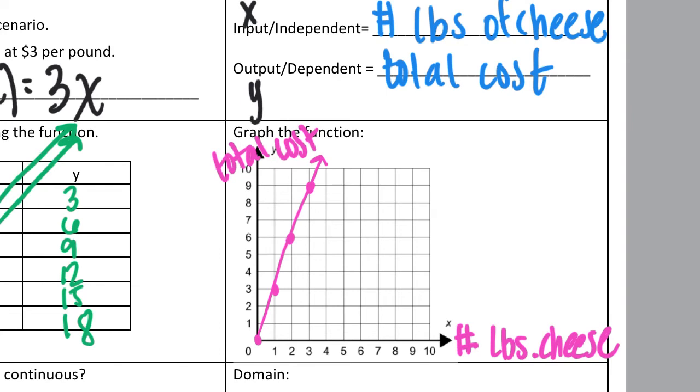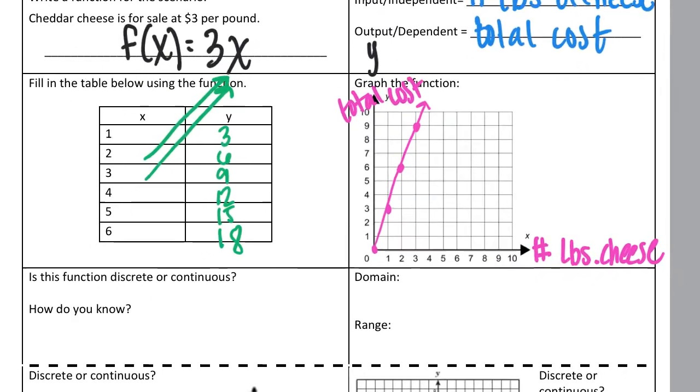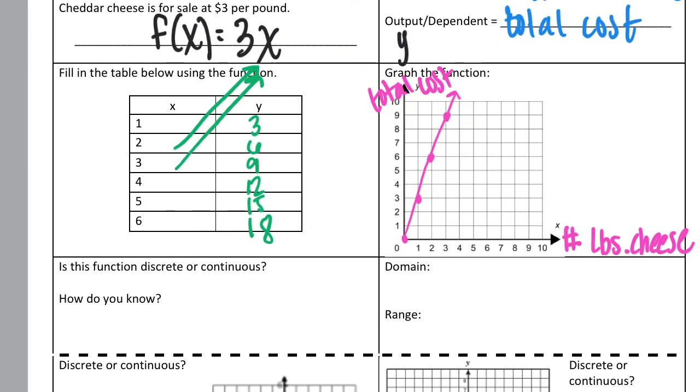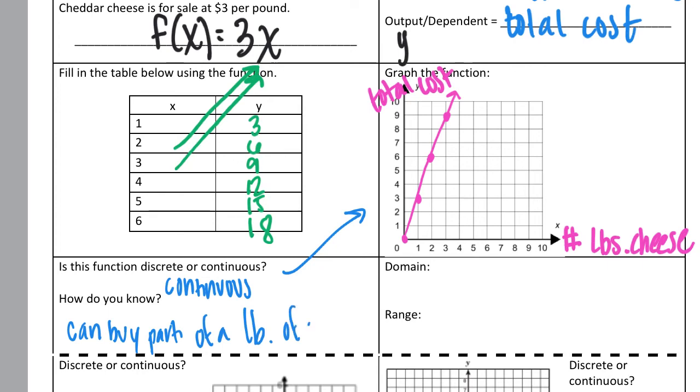You can buy 1.5 pounds of cheese. You can buy 2.6 pounds of cheese. It is okay. It's not just sold by the exact pound. So in this case, since we connected the points, if we're trying to write whether it's discrete or continuous, because we're connecting the points, we would say that this is continuous. Reason being, you can buy part of a pound of cheese.